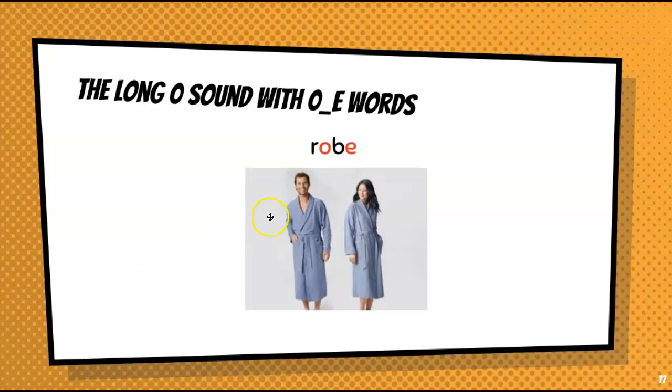Here we have another one. Let's try this one together. R-O-B, robe, robe, robe. So again, the E on the end is silent. The O becomes a long O sound. Robe, robe.